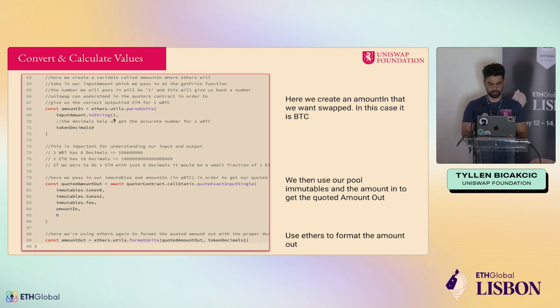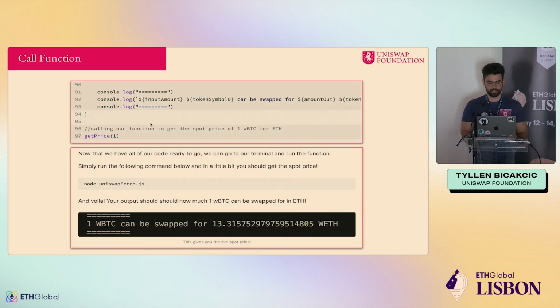So we've taken our amount in, and now we're going to create this const called quoted amount out. We're going to take in our tokens, our fees, the amount in that we're looking for, and then 0 is just a constant variable you will put in there. Then we're going to get an amount out that will show us the live spot price of this pool. So you can console log your result here, you get the price, and then boom, you run your code, and you can see the live price of one wrap BTC, whether this is live today or not, is that it can be swapped for 13.3 wrapped ETH.